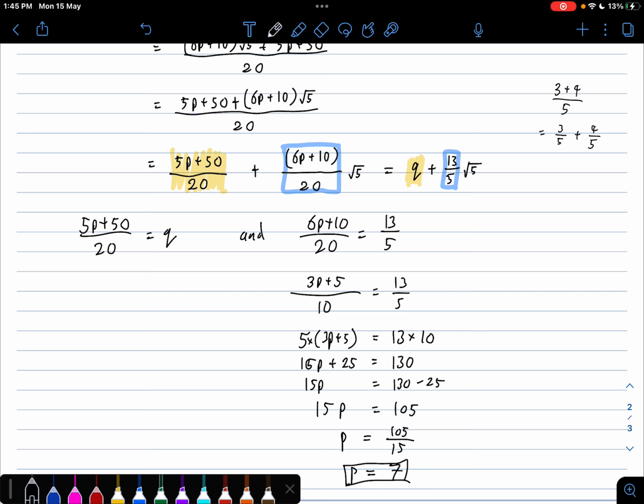Good. Now that we have p equals 7, we look back at this other equation. Oh, what a coincidence. There's a p here. We can replace the p with a 7.